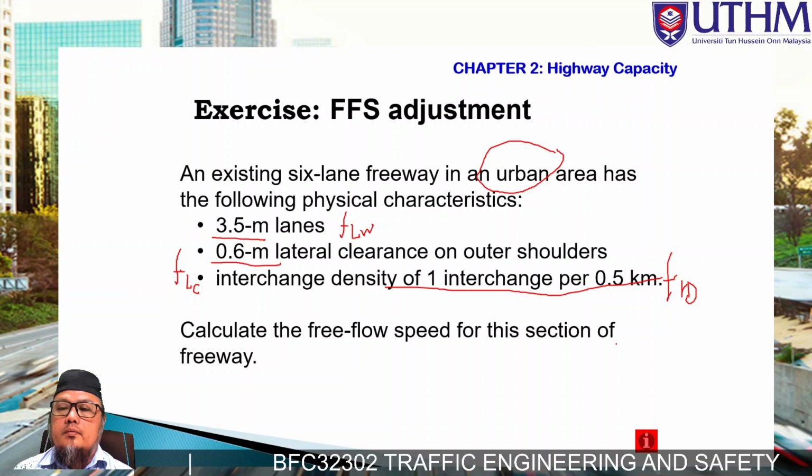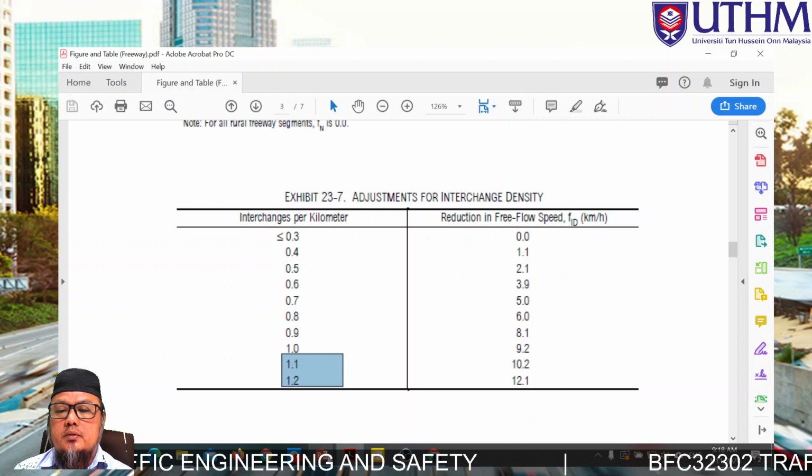Okay, then we do the calculations. 110 deduct 1.0, 2.6, 4.8, 12.1. So we obtain 8.5 kilometer per hour in terms of FFS. So do you have any question for this particular exercise?